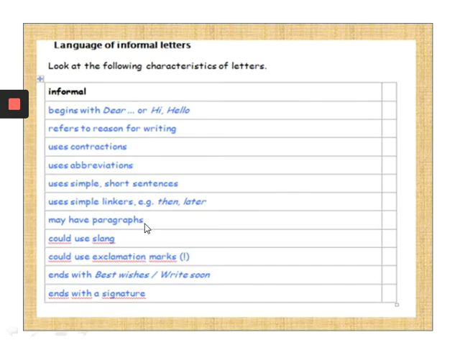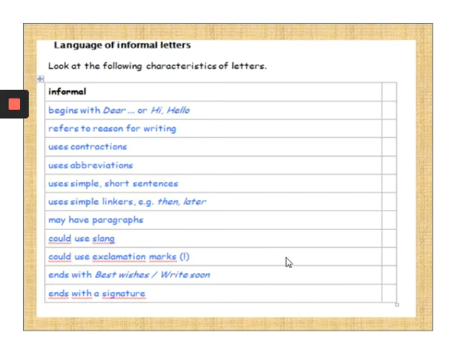Okay. It may have paragraphs. It could use slang, but I would suggest, according to the FBISC, avoid doing this. Okay. It could use exclamation marks if needed, according to the question. If you need to explain something, you want to show an expression, a strong emotion, only then make use of exclamation marks. Otherwise you can avoid it because it says could. Okay, could means that you can or you can't.